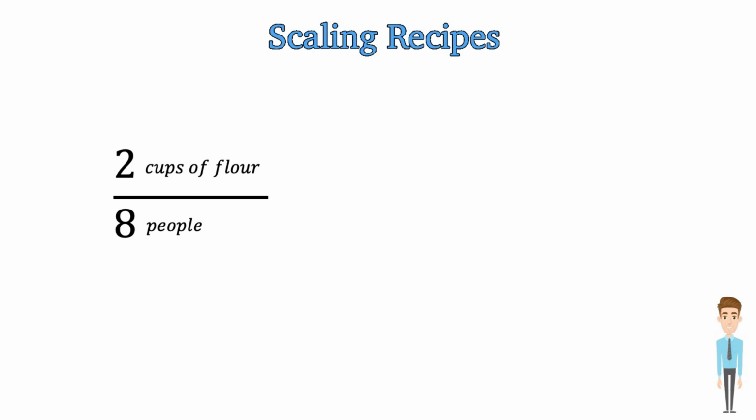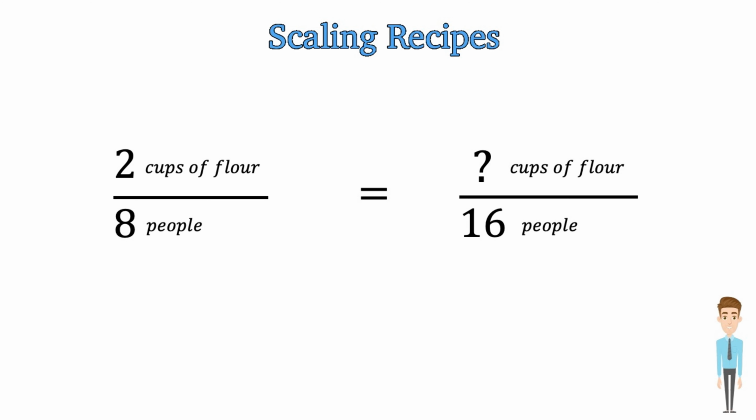For example, if we were making a cake serving 8 people and the recipe required 2 cups of flour, if we needed to double the recipe and cater for 16 people, then you must use equivalent fractions to not change the recipe. Then if you double the amount of people, then you must double the flour, equaling 4 cups. As you can see, these fractions are equivalent, meaning the recipe has not changed.